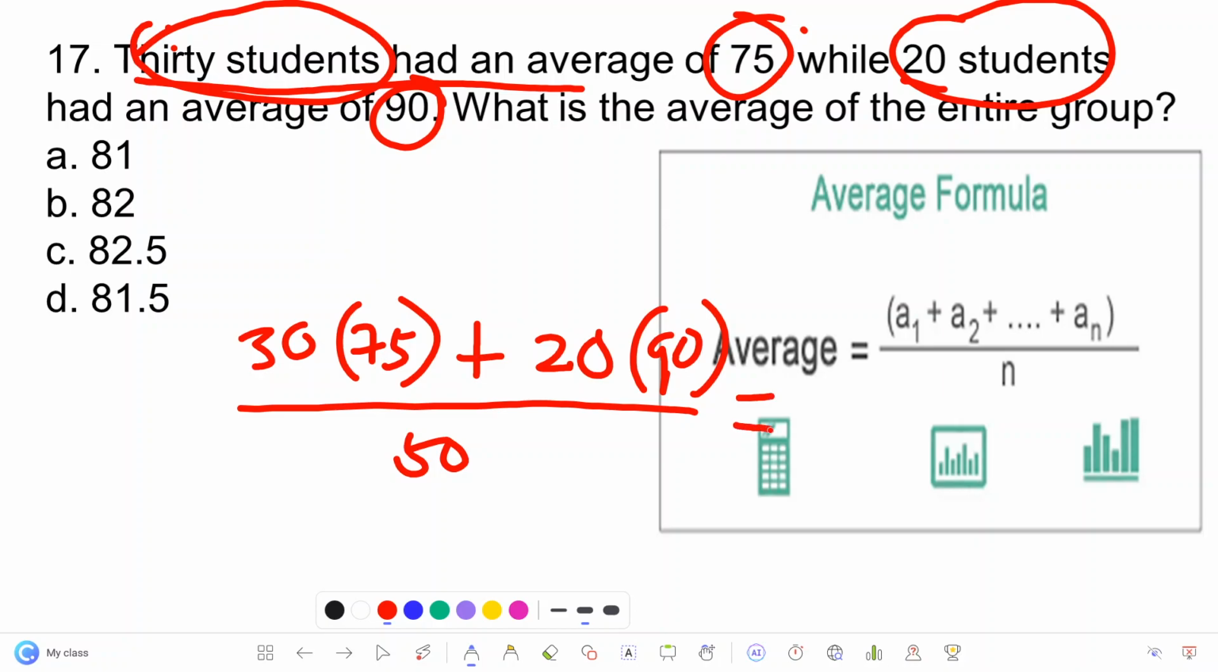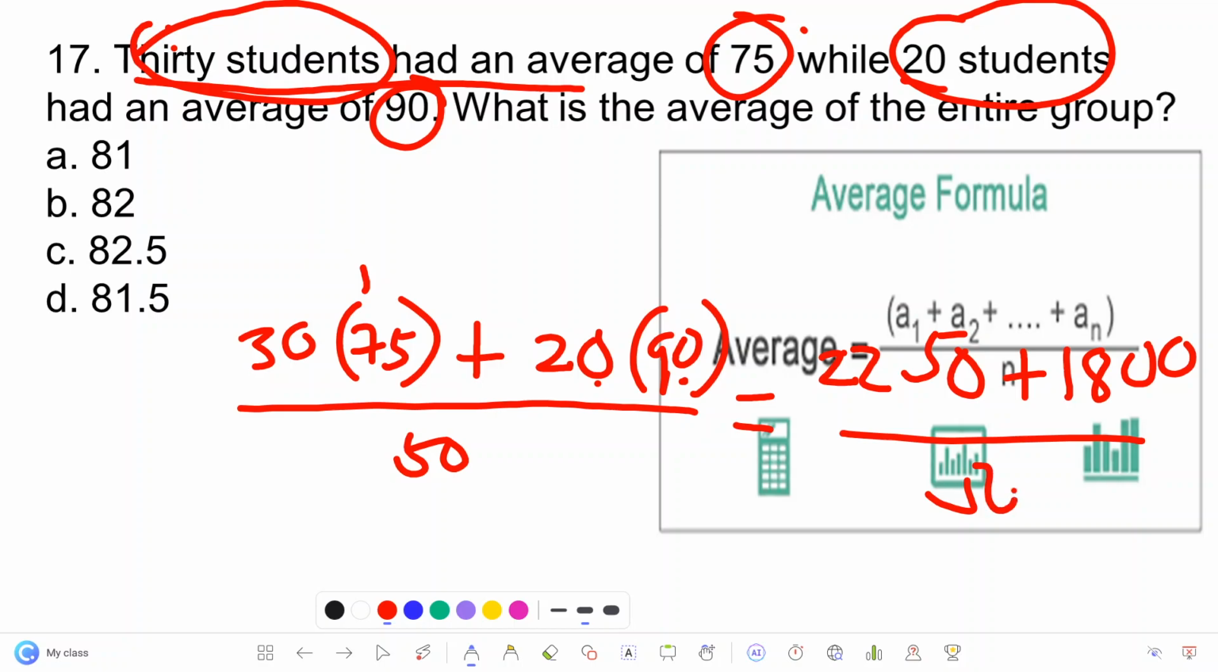this will be equal to 3 times 5 is 15, carry 1. 3 times 7 is 21, plus 1 is 22. Dagdagan mo lang ng isang 0. Then plus meron kang 18. 2 times 9 is 18. Tapos magdagdag ng dalawang 0. Itong 0 na to, itong 0 na to, over 50. Okay?